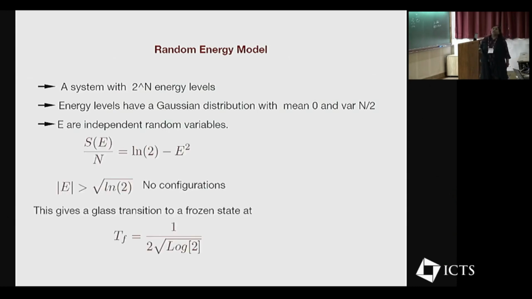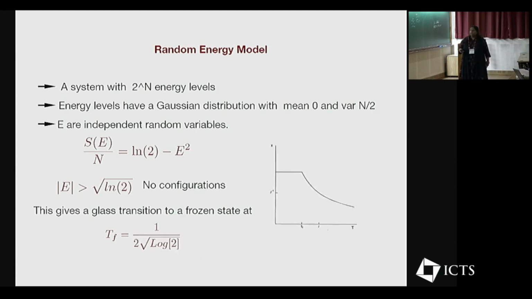The entropy per spin has an extremely simple expression, and it is just log 2 minus E squared. One can see that the moment the magnitude of E is greater than the square root of log 2, entropy essentially is 0 or negative or subextensive, which means there are essentially no configurations with energy larger than this. And if we go from the energy to the temperature regime, this E_c being the square root of log 2 converts to the glass transition temperature T_g, which is given by this.